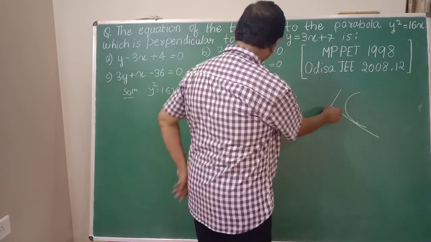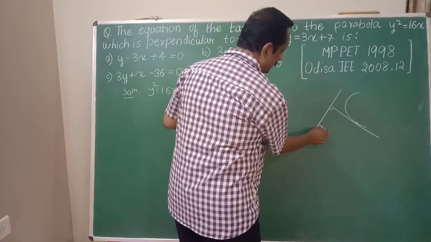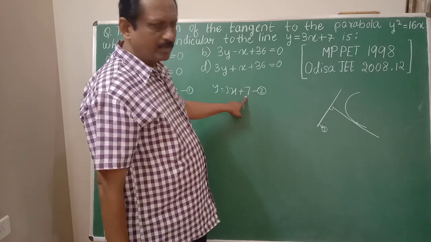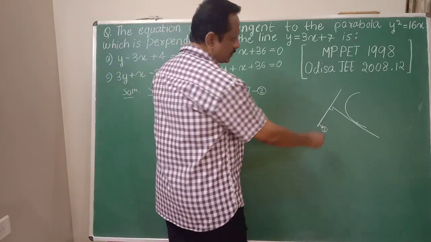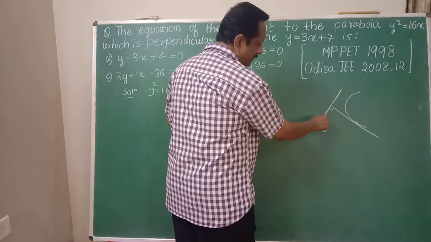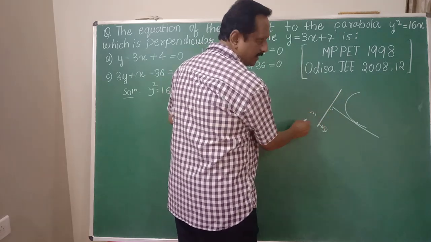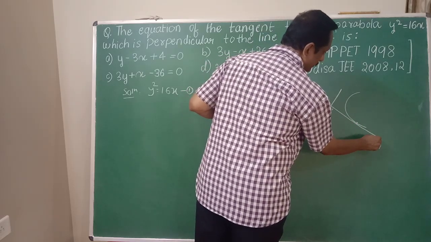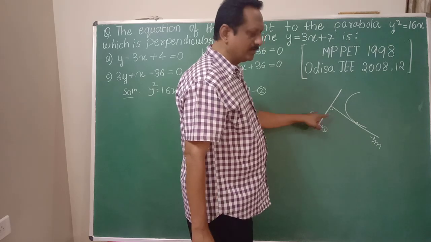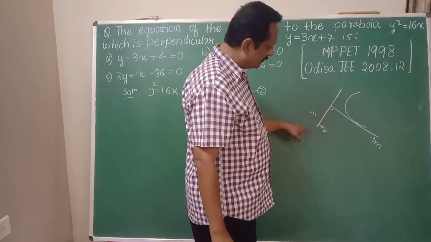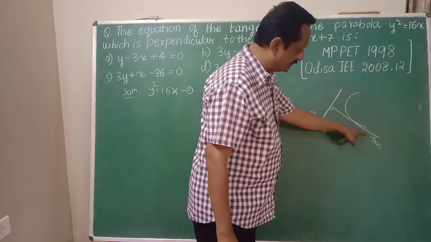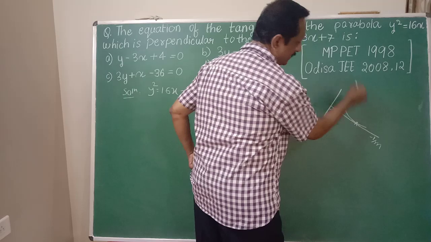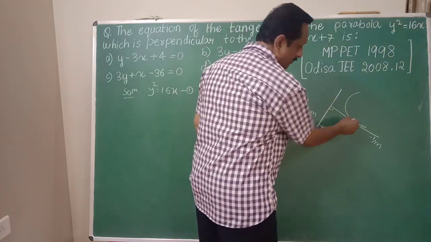Find the equation of the tangent to this parabola which is perpendicular to the given line y is equal to 3x plus 7. You know that if the slope of the given line is m, the slope of the tangent should be minus 1 divided by m, because both are perpendicular to each other. First you have to find the point of contact.